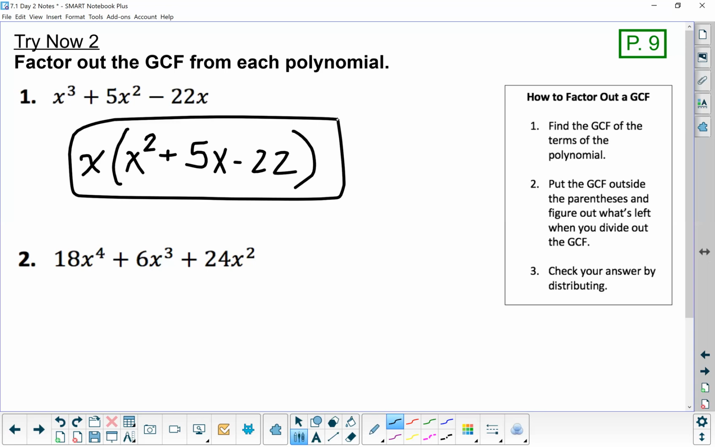It's also a good idea to write this in standard form, because if we have a variable in that last term, we missed something in our greatest common factor. There should be no variables ever when we're factoring out a greatest common factor, there should never be a variable in that last term.